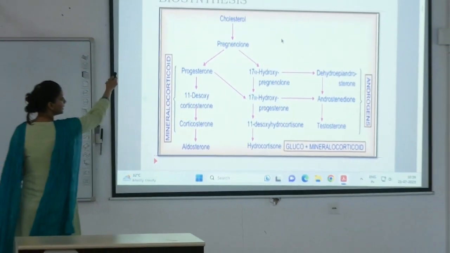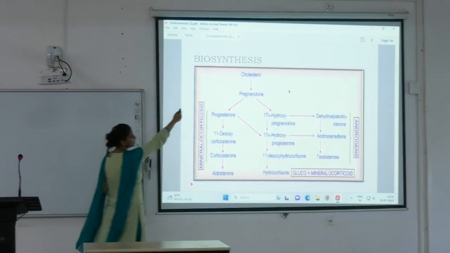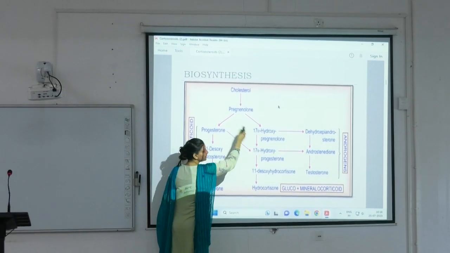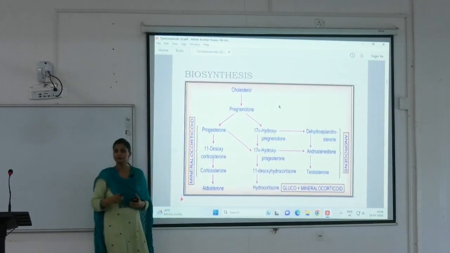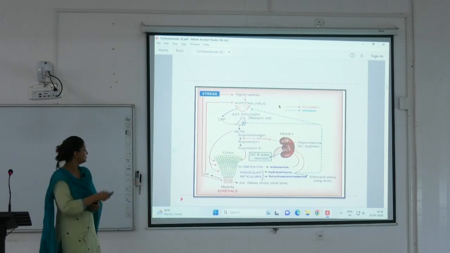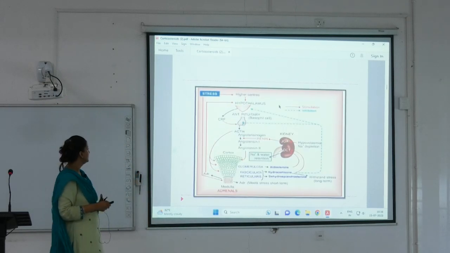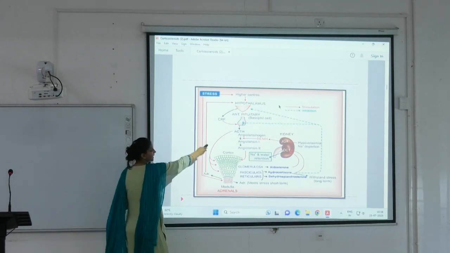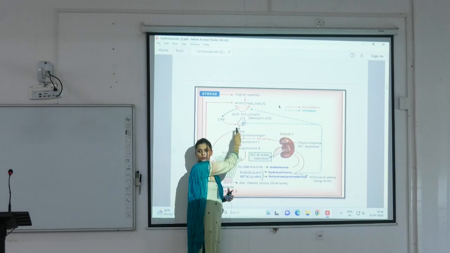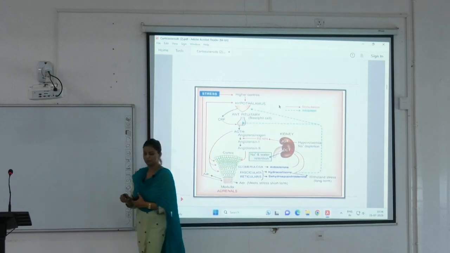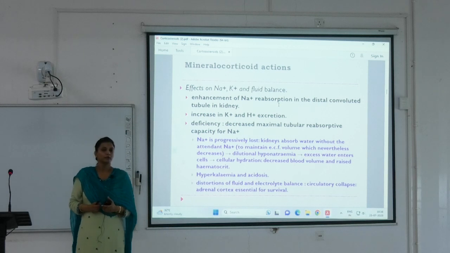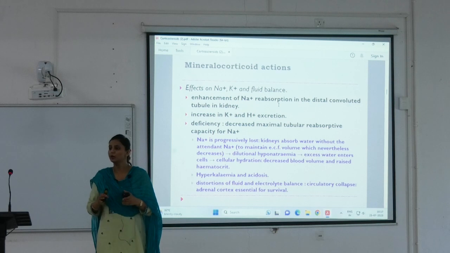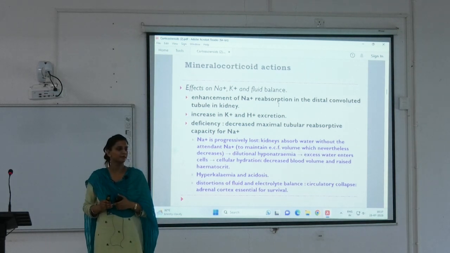So, I have already told you the biosynthesis: cholesterol, then pregnenolone, rate limiting step, and then three different pathways for three different hormones. This is the diagram showing the same thing. See, I told you it is under the control of the HPA axis and the RAS. Two systems that are controlling the hormones. Well, what is the function now? Once it is produced, what will happen? How is it transported in the plasma?